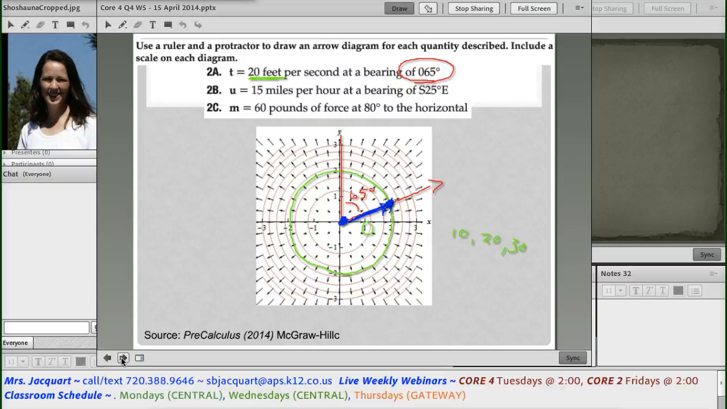So not the red. So let's take off this red and delete it, make it go away. Okay, so it's the blue vector. That's how you do that one.